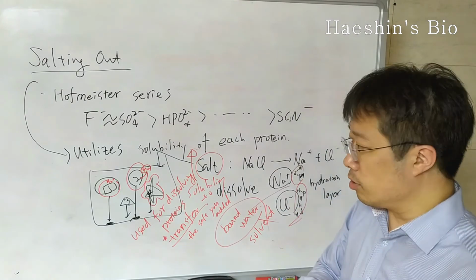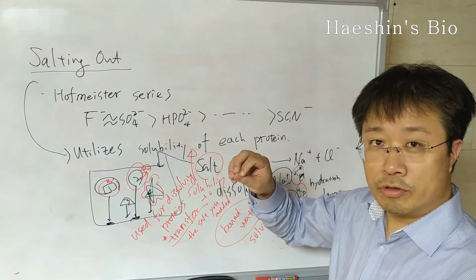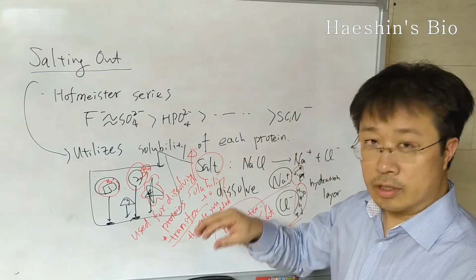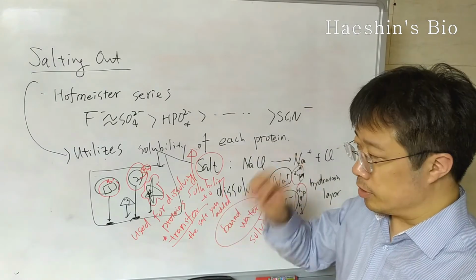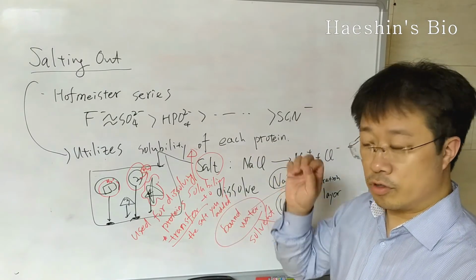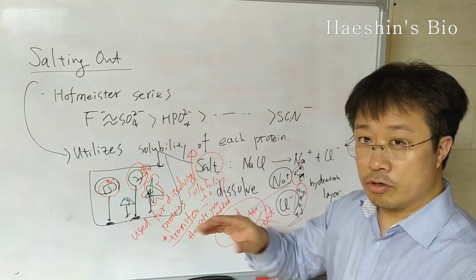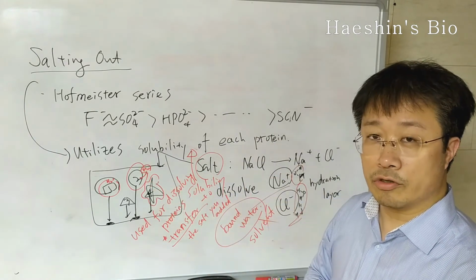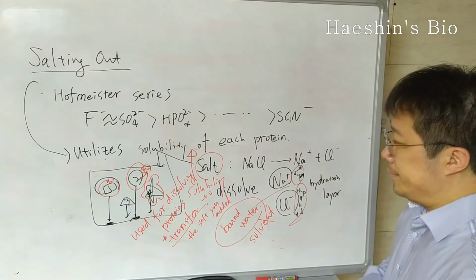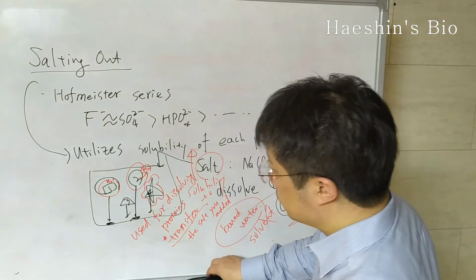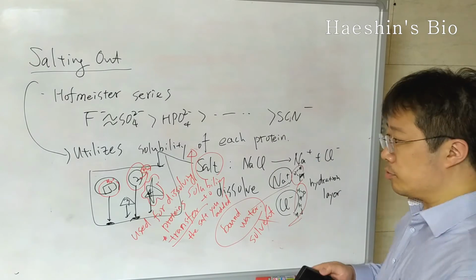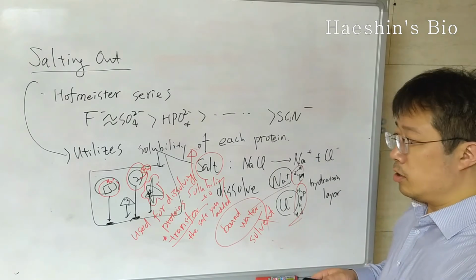So depending on how the salt, it's very easy. All you have to do is just add the salt gradually, not all of it at once, because you have to provide enough time for water molecules to stably dissolve the salt you added. Okay, so this is salting out. So you can precipitate the proteins one by one depending on each protein's own solubility.